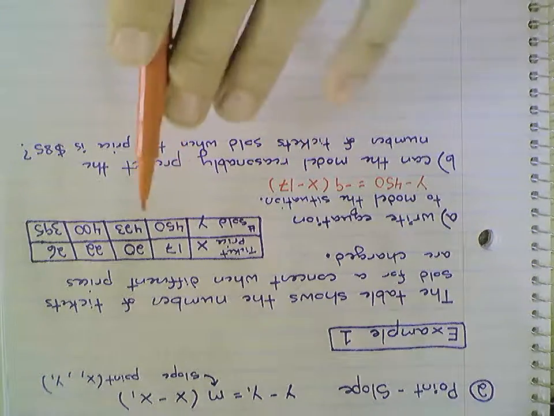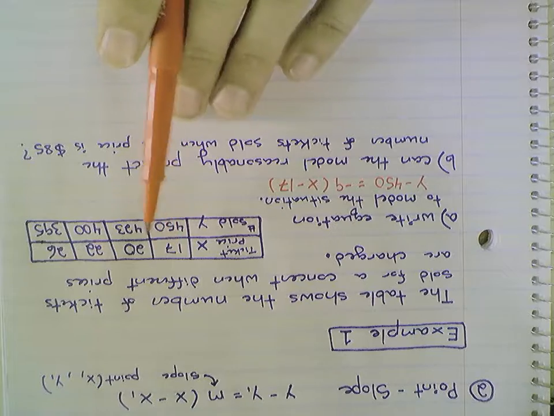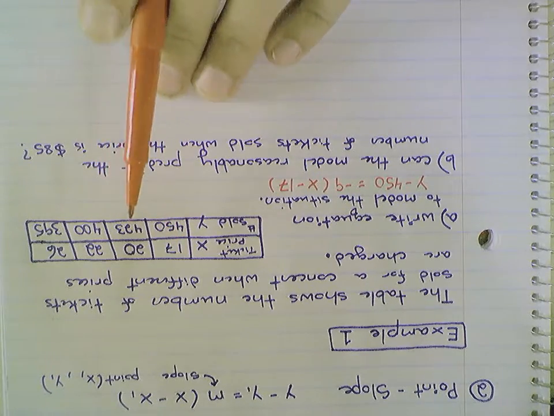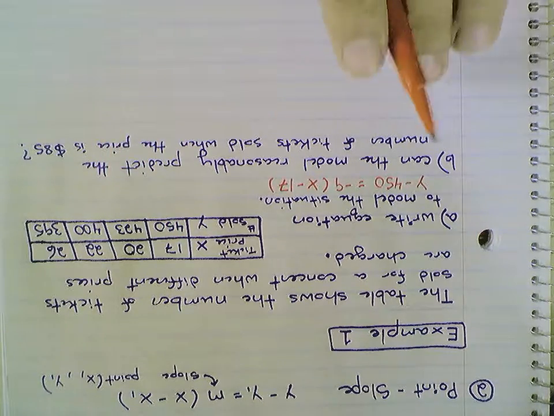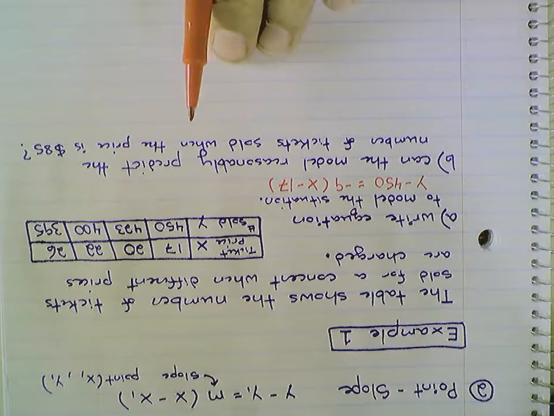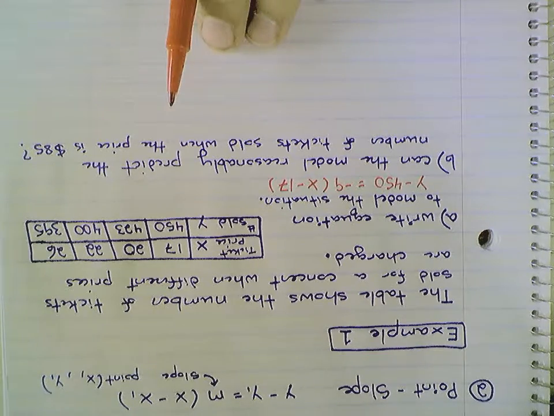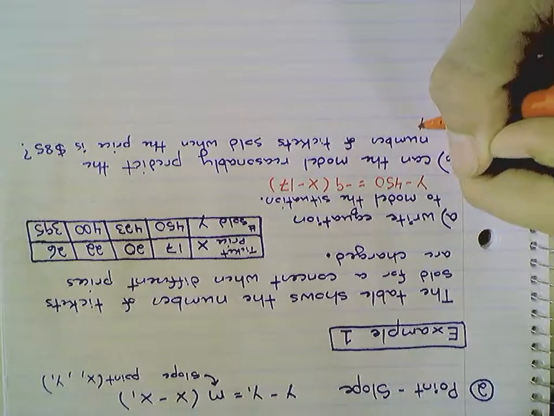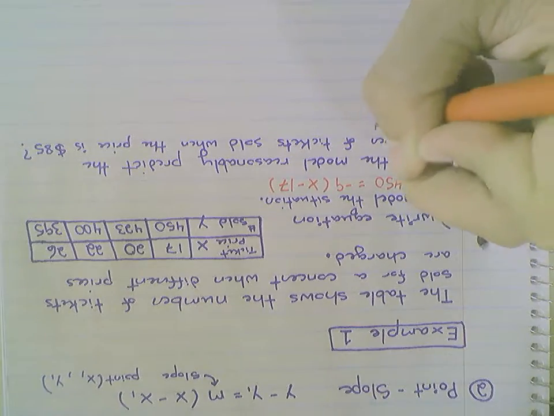Our model is going to work better when we use prices that are closer to the numbers that we made the model with. So when answering this question, can the model reasonably predict the number of tickets sold when the price is $85? The answer is simply no, it can't.